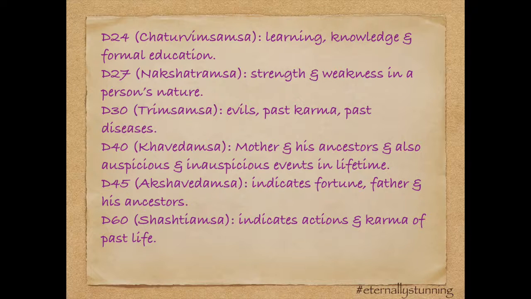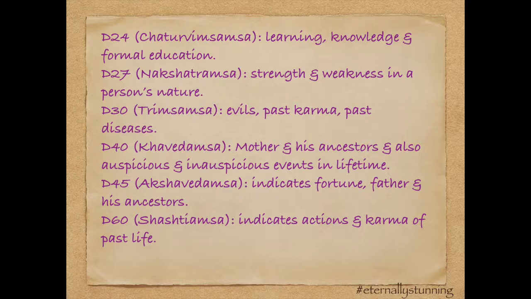Then comes the D30 chart, which is called Trimshamsha. It shows the evils or the past life karma or past diseases a person had. The D40 chart is called Khavedamsha. It shows the auspicious and inauspicious events in your life, and it is also related to mother and her ancestors.